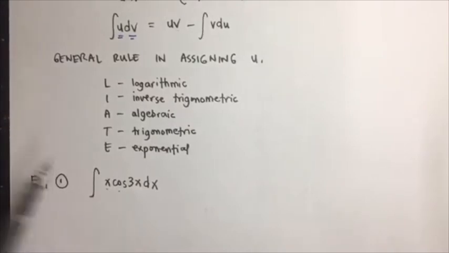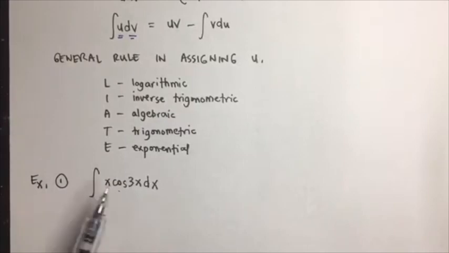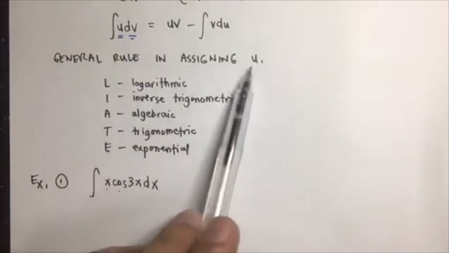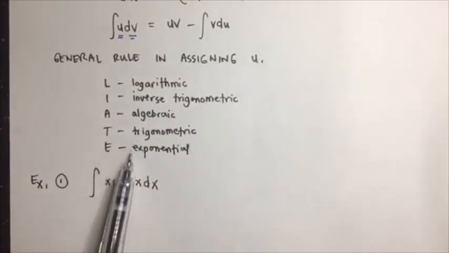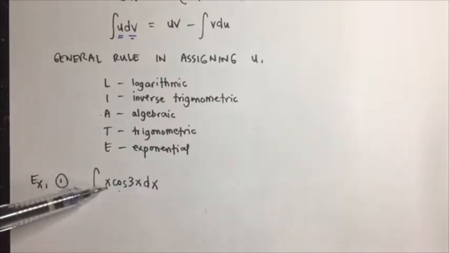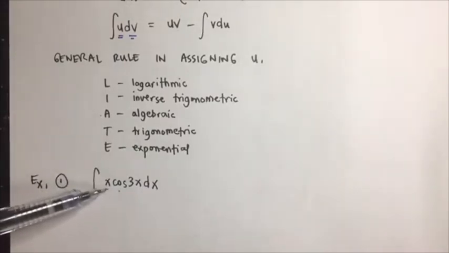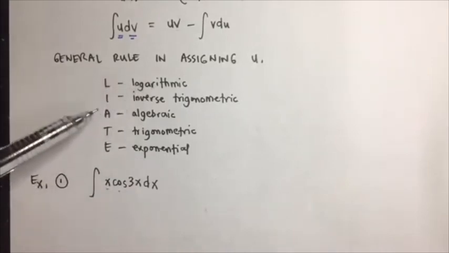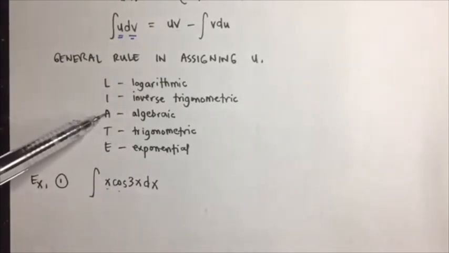Here we will assign our u. Our u could be x or cosine 3x. But using the general rule in assigning u, we will prioritize the algebraic function. So x is most probably our u rather than cosine 3x, which is trigonometric. In assigning u, we'll prioritize the algebraic function.